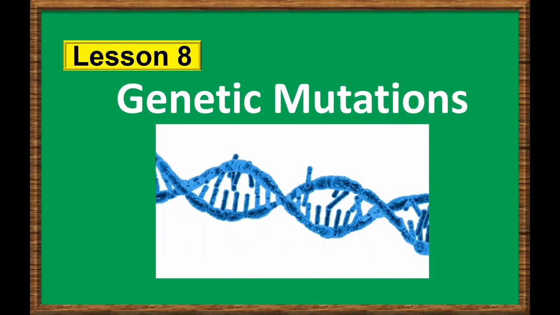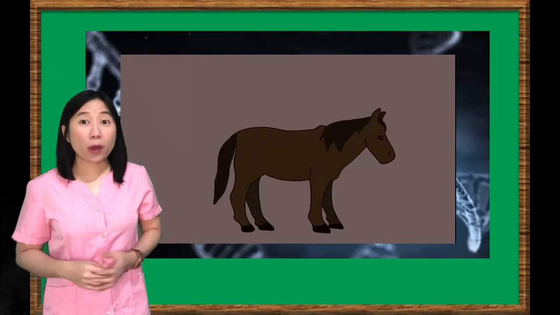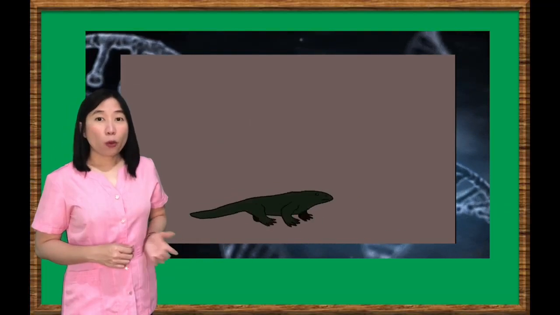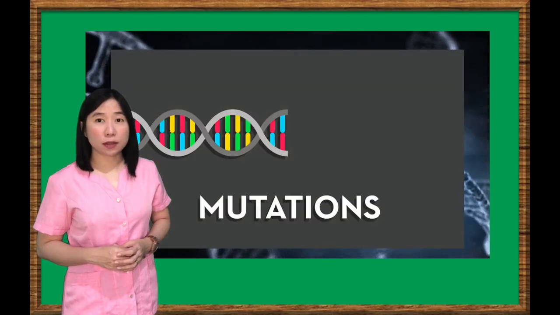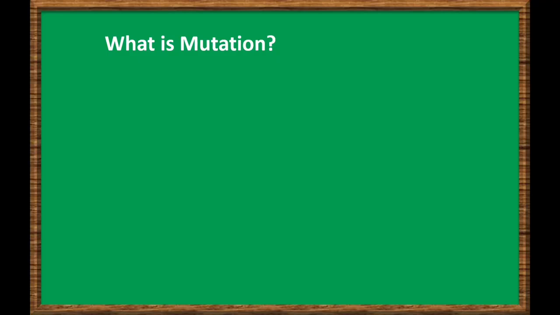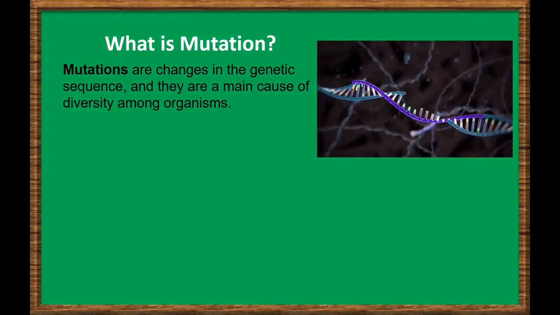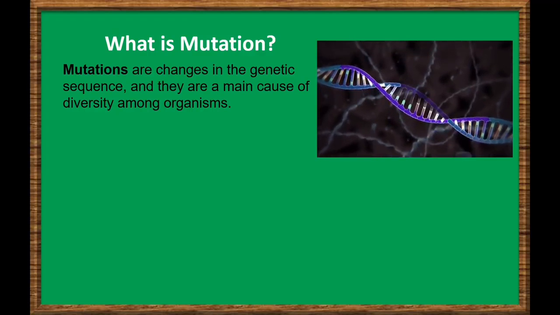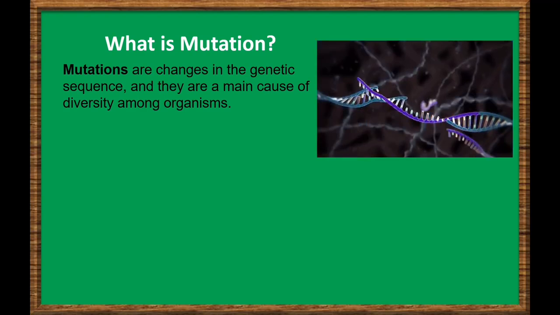Lesson 8. Genetic Mutations. Is it possible to have too many mutations? What about too few? While mutations are necessary for evolution, they can damage existing adaptations as well. What is mutation? Mutations are changes in the genetic sequence, and they are a main cause of diversity among organisms. These changes occur at many different levels, and they can have widely differing consequences.